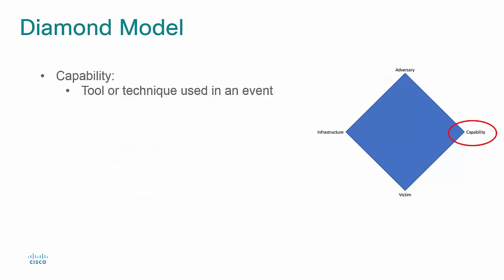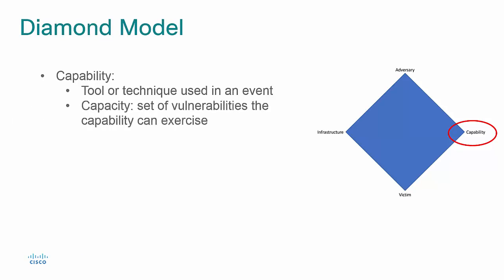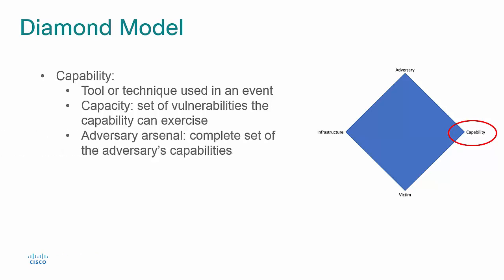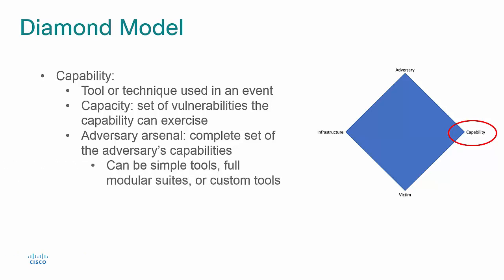Next, we have capability, and this is a tool or technique that the adversary may use in an event. A capability may include tools such as an exploit or a technique such as password guessing. A capability has a capacity, which is the set of vulnerabilities that the capability can exercise. The adversary arsenal is the complete set of an adversary's capabilities. And the capability can range from a handful of very simple tools such as script kiddie tools, or a full modular suite of tools such as Metasploit framework, or even custom-built, very sophisticated attacks and implants used by advanced hacking groups and nation-states.